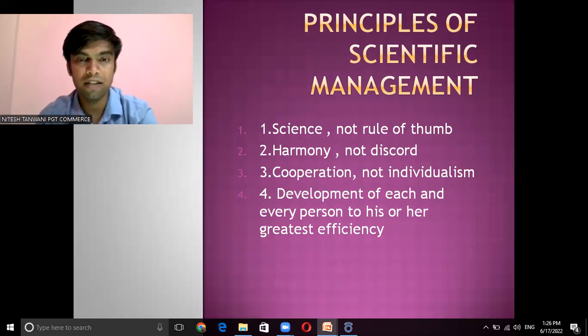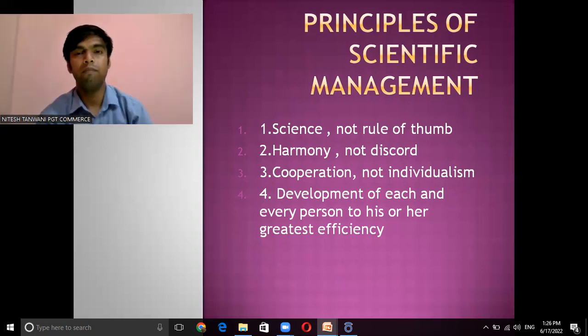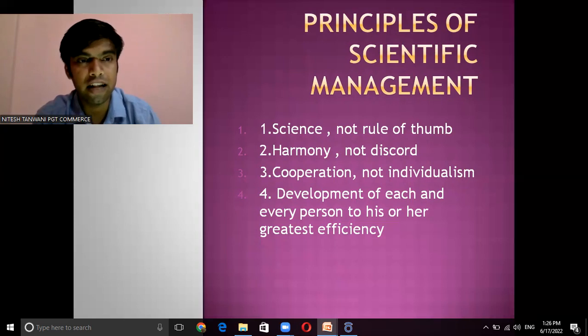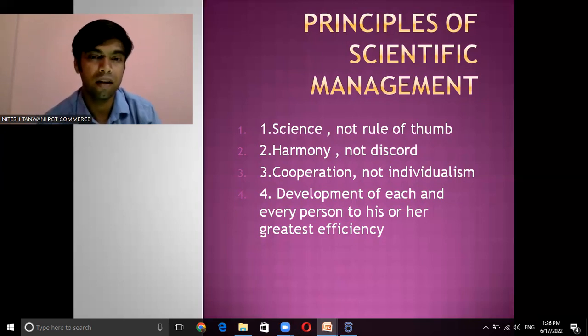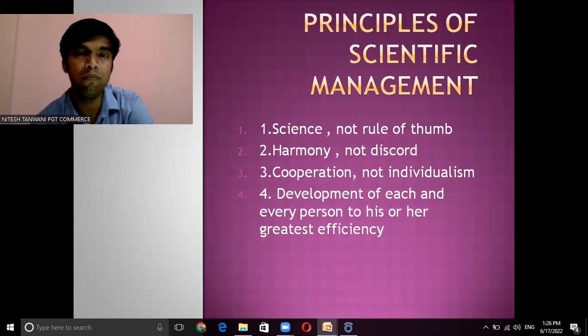So if all the departments complete the task together, then the goal of the organization will be achieved. Fourth point is development of each and every person to his or her greatest efficiency. This is the fourth principle of scientific management, which means to give development and growth to each and every person of the organization, all the employees, all the workers. So this is the fourth principle. I hope these four principles of scientific management are clear.